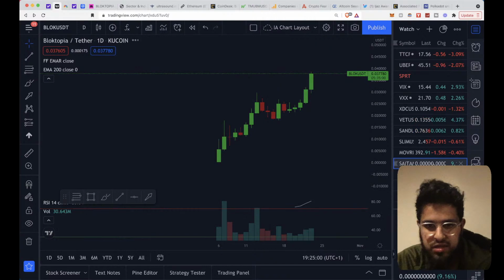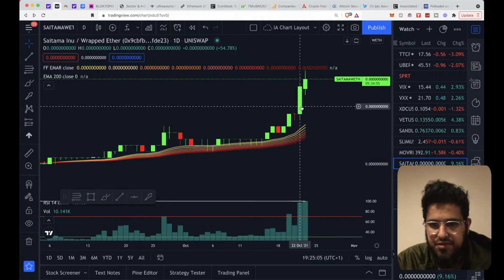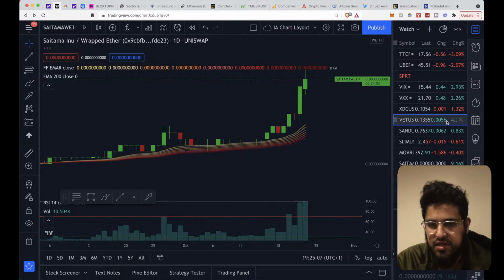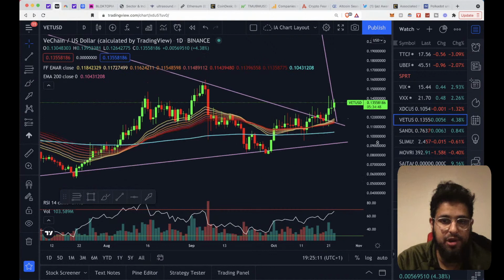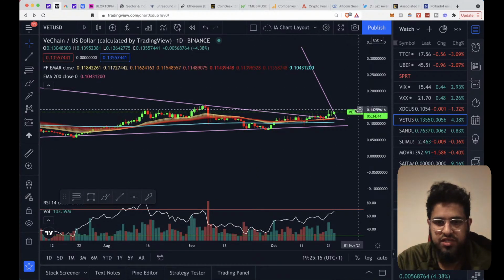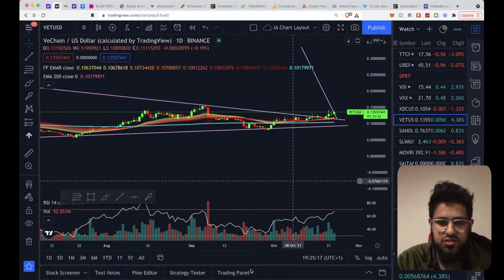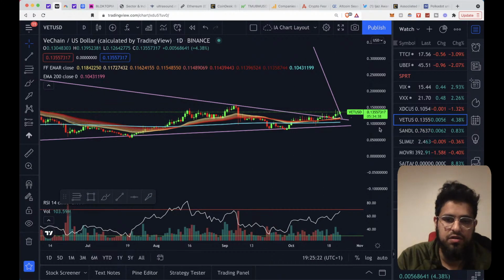So, Saitama. Somebody's always pumping Saitama. Gone up another big candle there. So they're up 10% today. VET has got it moving a bit, guys. VET is clearly broken out now, guys. Don't forget my price target on VET is all the way up at 33 cents. So we're sitting on about 13 cents right now. And finally, we're breaking out of this big triangle on VET.